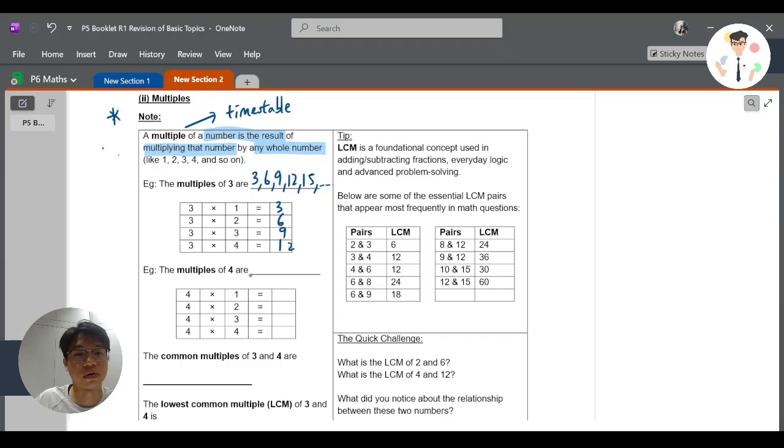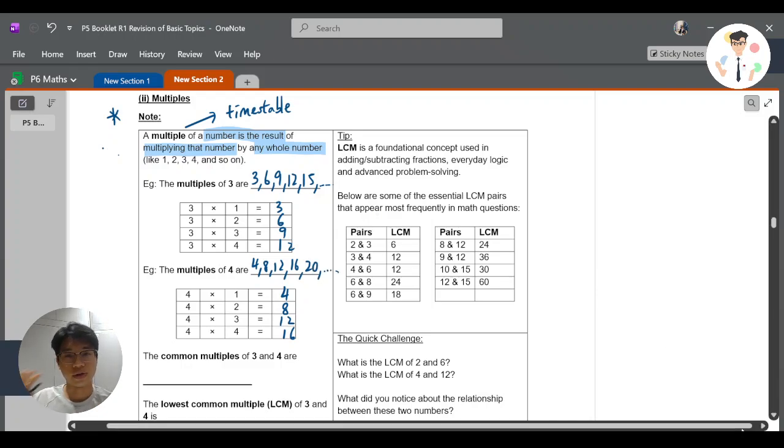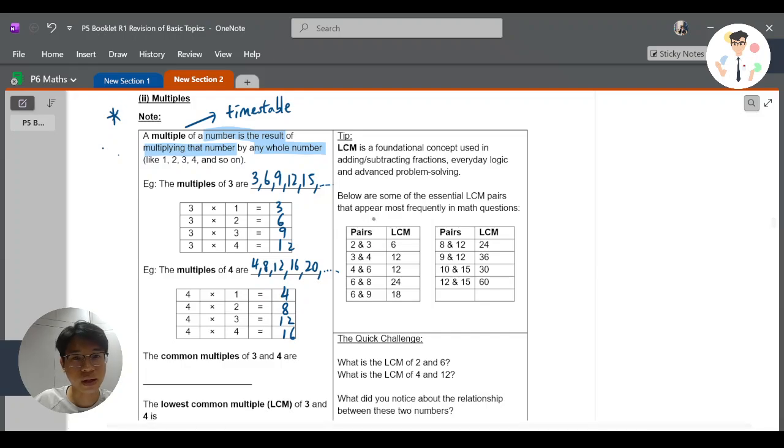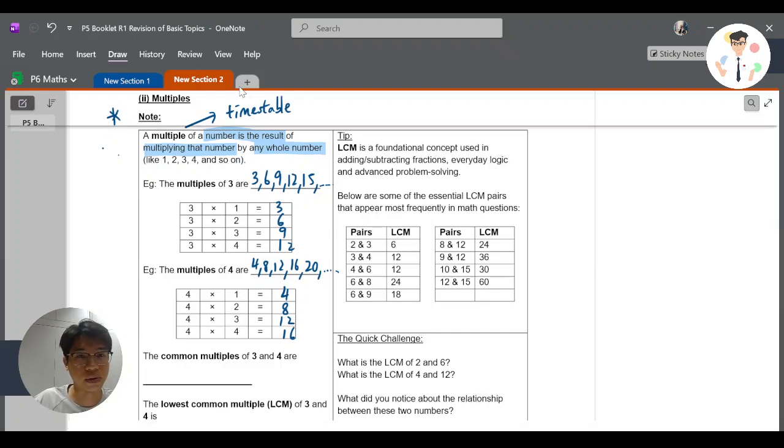Then how about the multiples of 4? The same thing, it's a times table. 4 times 1, 4 times 2, 8, 4 times 3, 12, 4 times 4, 16. So it will be like 4, 8, 12, 16, 20, and so on. And it will continue endlessly. Now, this is basically multiples. Multiple is again the times table.